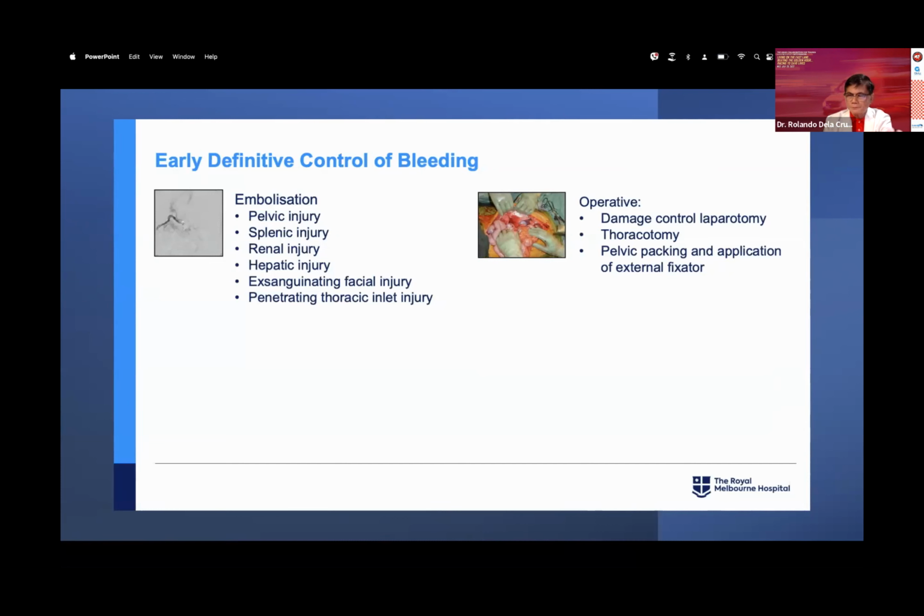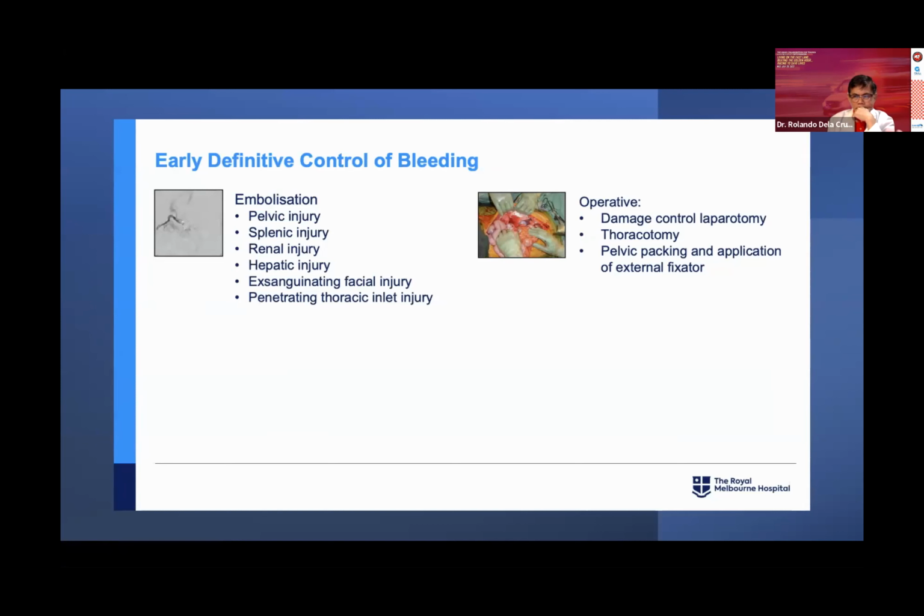The first and the most commonly used is operative intervention, and this allows us to continue damage control resuscitation within the operating room and add to it that damage control surgery, whether it's a laparotomy, a thoracotomy, maybe pelvic packing, an application of an external fixator to a broken limb. Where available though, embolisation also does give us the opportunity to control bleeding quickly and efficiently, particularly in those hard to reach anatomical locations.